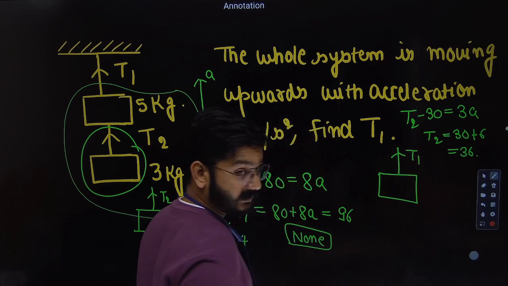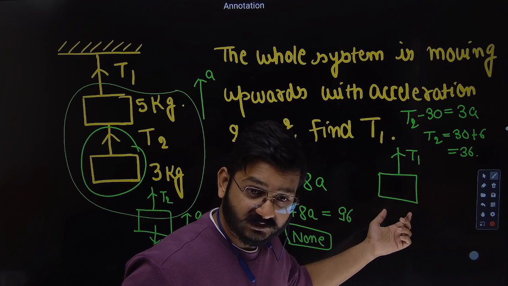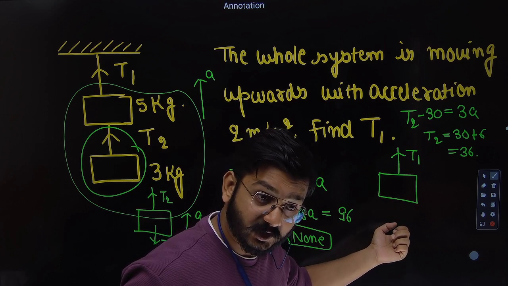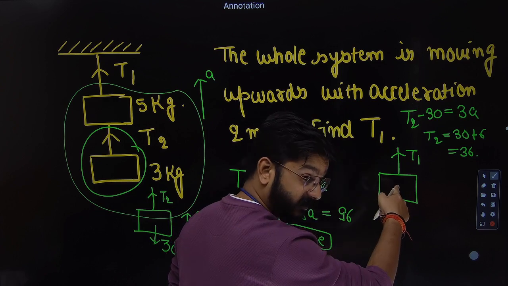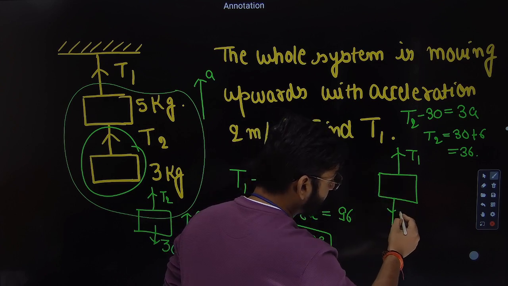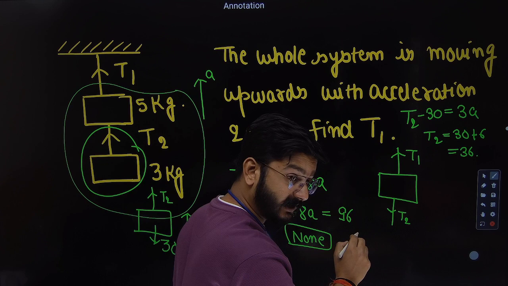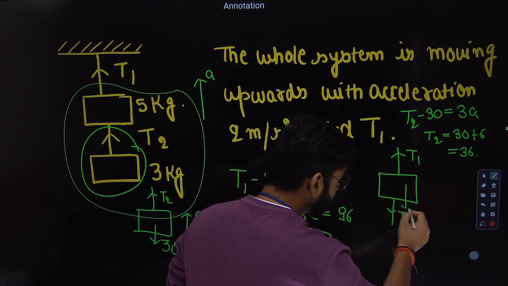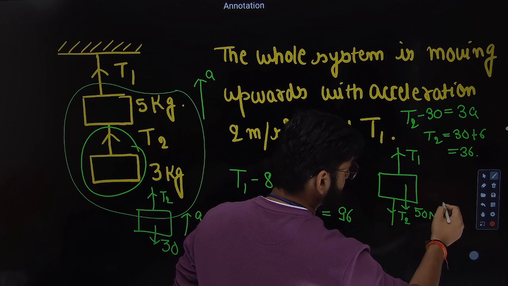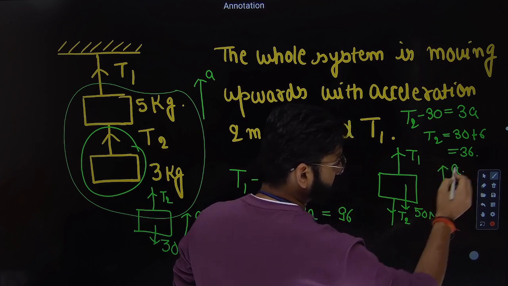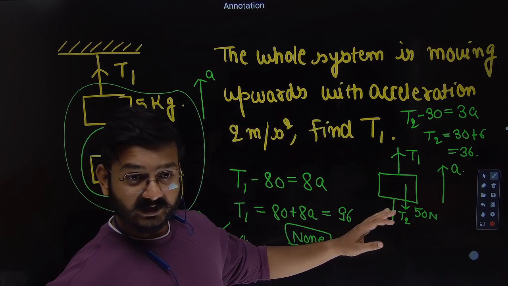T1. What is connected to the second block? There is one more string connected. What will that string do? Pull. So T2 for this one will be upward or downward? Downward. Any other force acting? The weight. 5g, 50 Newton. So this is the free body diagram.